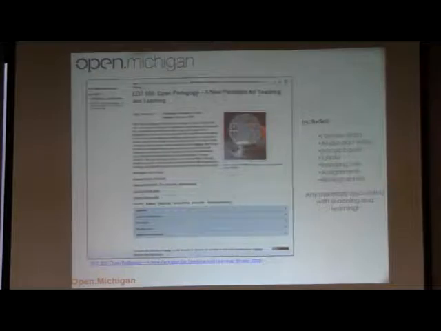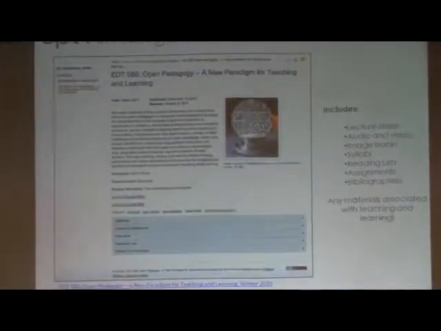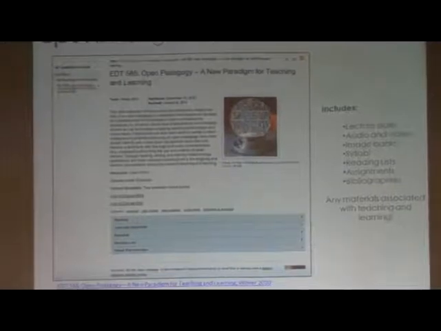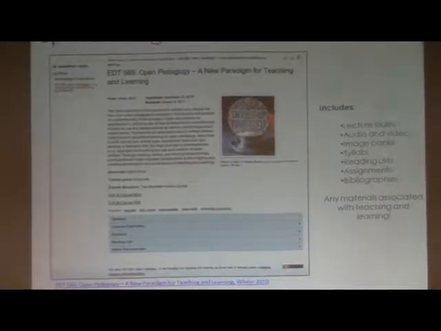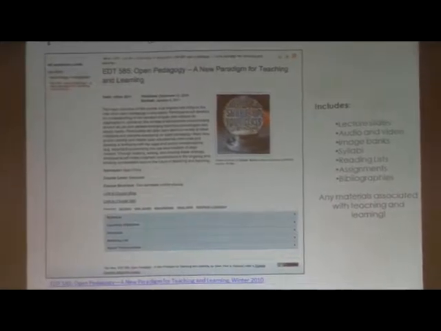So this is an example of OER that we create, what we call OER often. This is actually a class that one of my colleagues at Open Michigan taught that was online, that was for Flint. So this is our only UM Flint class that we have right now, and we're hoping to get more as we grow. But it looks like a lot of things, and this is how we present it.